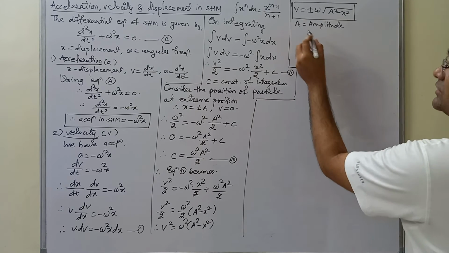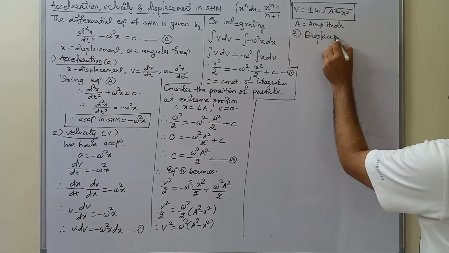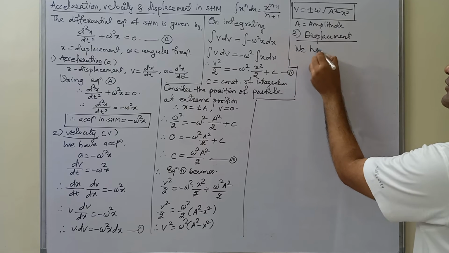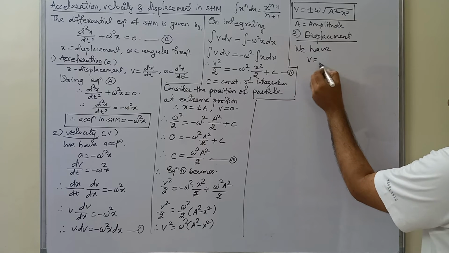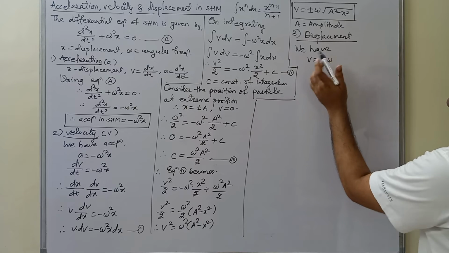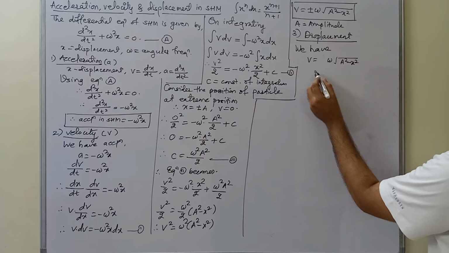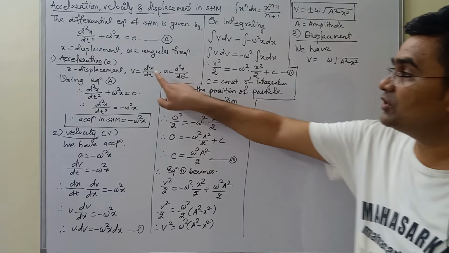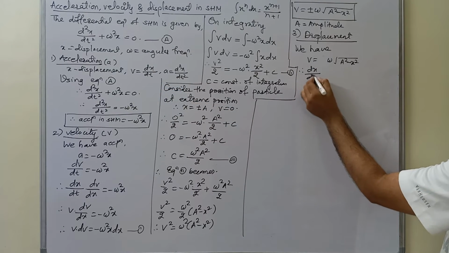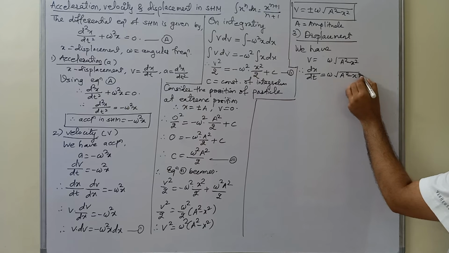Now, the third term that we are going to find is the displacement of the particle in the SHM. To find the displacement, we will use velocity. We have velocity v equal to plus minus omega. If I write in magnitude only, then I will get only omega in root A square minus x square. But what is v? v is dx upon dt. Therefore, dx upon dt equal to omega in root A square minus x square.